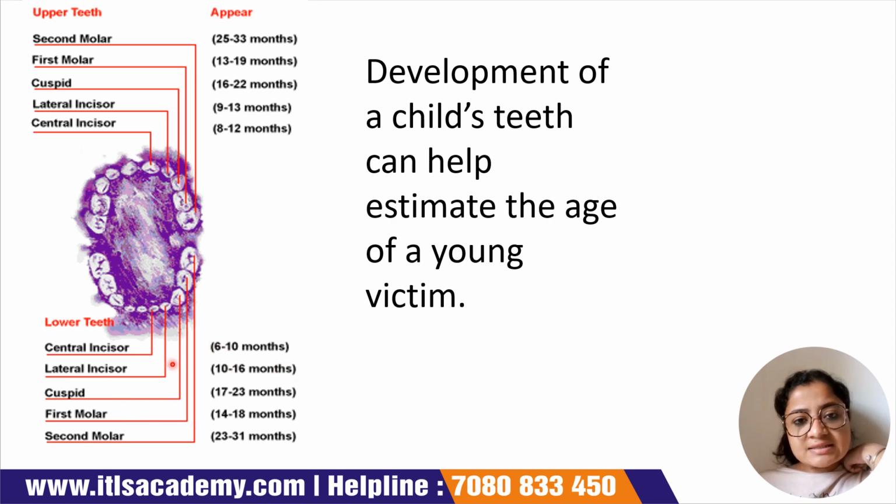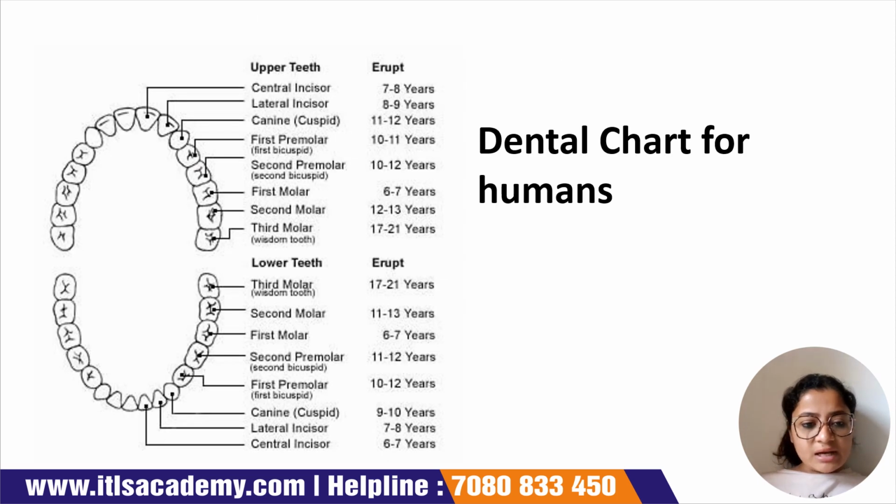So see, the teeth are the same. Second molar, first molar, cuspid, lateral incisor, central incisor. The teeth are the same, but the age of appearance differs, in the upper teeth as well as in the lower teeth set. Okay, now moving to the dental chart for humans, meaning adults.